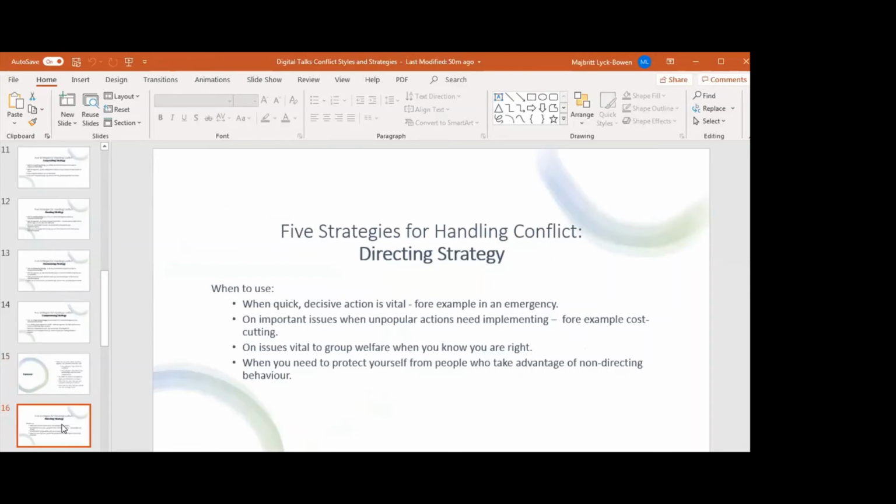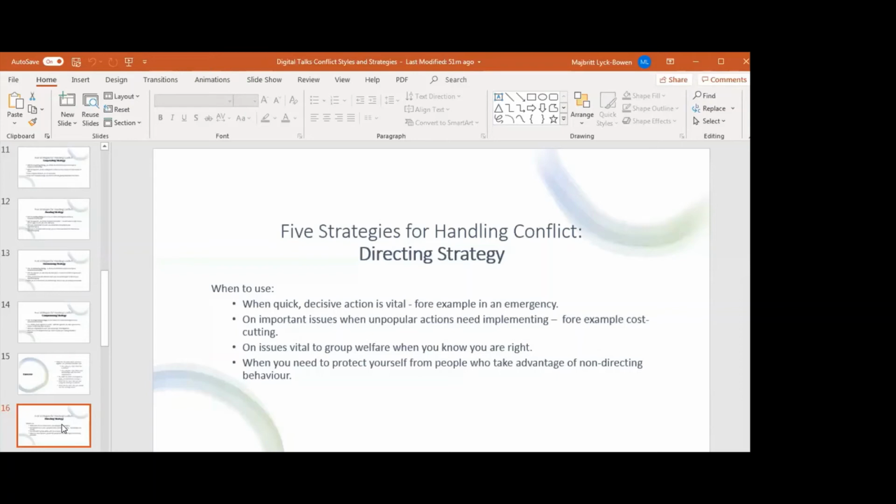Okay, so when is it a good idea to use the directive strategy? This is really where you say, this is the way I want things, and I'm not really too bothered about the relationship. I want to get things my way. This can be really important if you, for example, need to take a very quick decision. If there's an emergency, say you were in a burning building, this is not really the time to start discussing what to do. You say, we have to get out, we have to take this road out, and that's it.